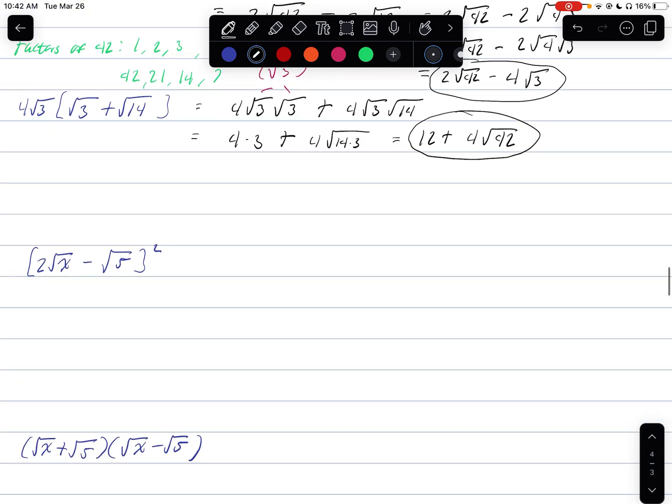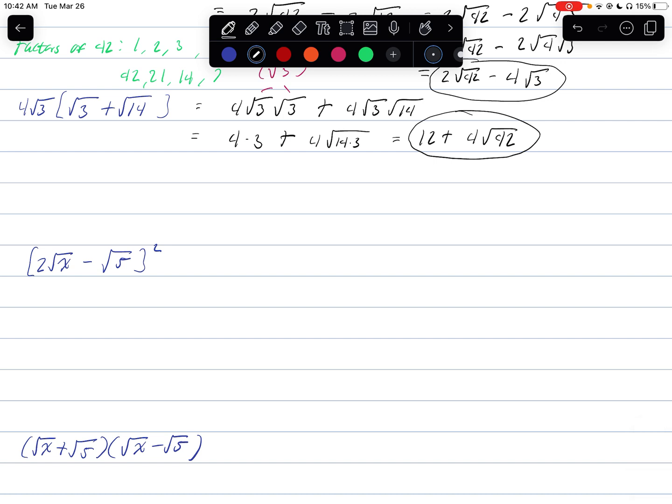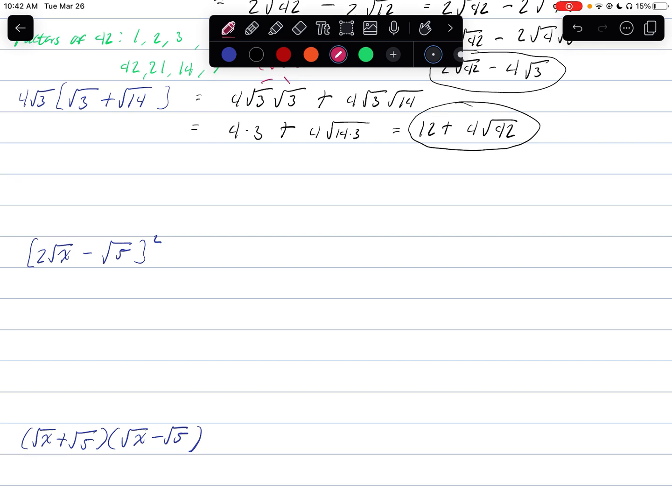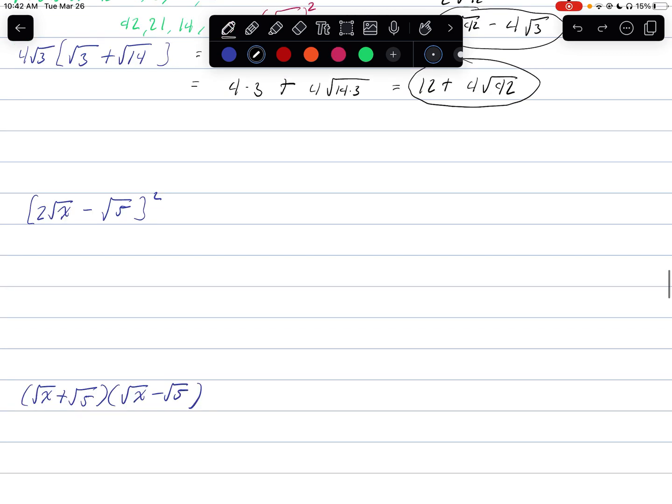Okay, so now let's look at this next one. Here we have 2 times the square root of x minus the square root of 5, and we're squaring that whole expression. Just as a reminder, this is something I see on every test: you cannot just distribute this square to each of these, okay? You have to rewrite this for what it actually is. We're squaring the whole expression. So this is actually 2 times the square root of x minus the square root of 5 times itself again. So we have 2 times the square root of x minus the square root of 5.